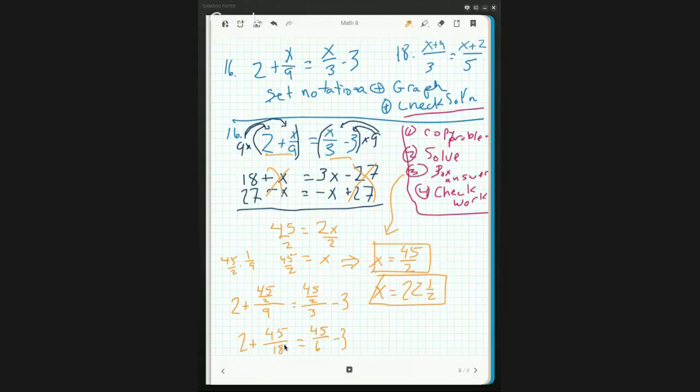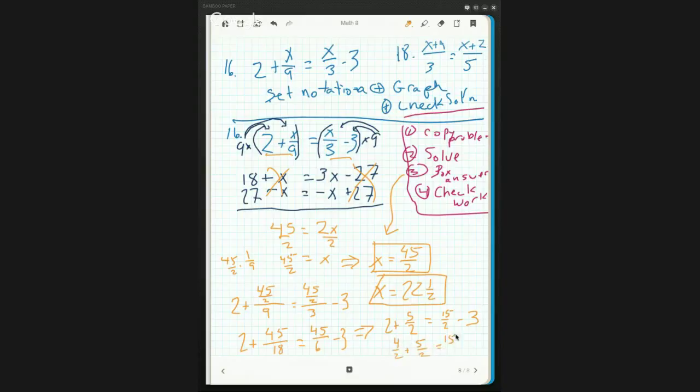Now I'm going to continue to work this through and see if I can make sense of this. Let's simplify. We can divide the top and bottom by 9, and we get 2 plus 5 halves. And here we can divide both of them by 3, and we can get 15 halves minus 3. So let's turn this into 4 halves plus 5 halves.